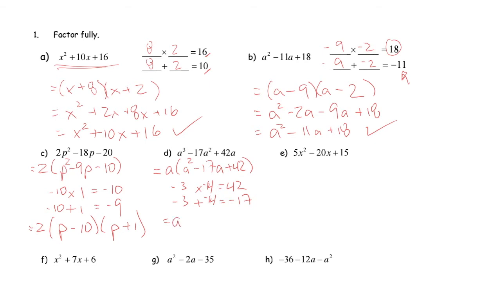And so now, don't forget that a that we pulled out initially, and then we're going to have a minus 3 and a minus 14. And there we go. We factored it.